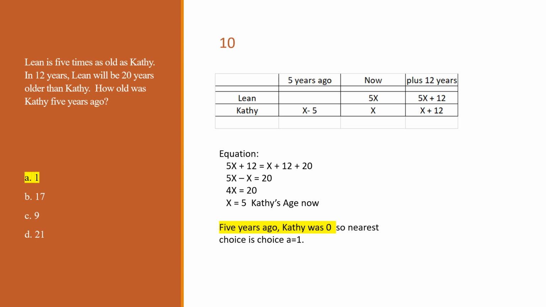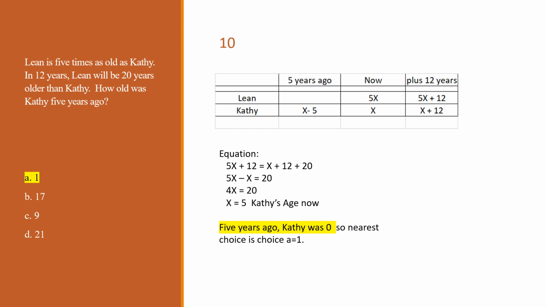So what we do is provide the equation that for now, Lian is 5x and Kathy is x, and in 12 years, we add 12 to 5x, that's Lian's age 12 years from now, and Kathy's age 12 years from now will be x plus 12. So the equation from the given would have to be 5x plus 12 equal to x plus 12 plus 20. Shifting all the variables to the left-hand side and all the constants to the right-hand side, we come up with the equation 4x is equal to 20, or x is equal to 5.